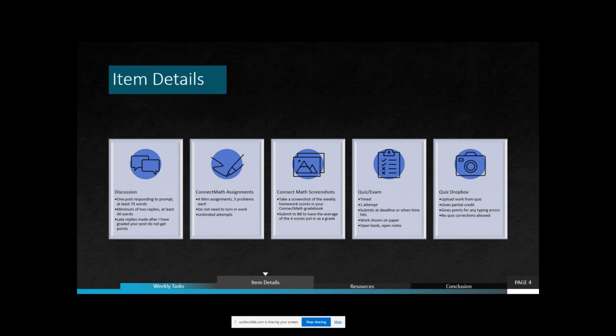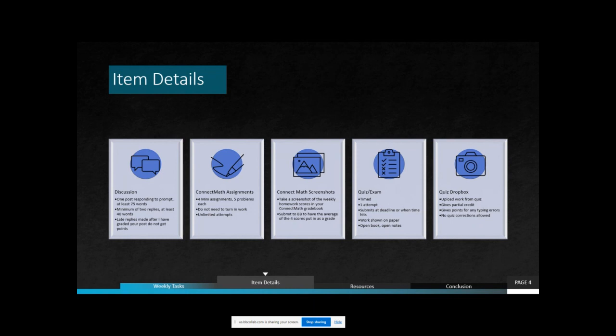Connect Math assignments, I already mentioned everything about that. I already talked about the screenshots. The quizzes and exams, those are timed. And as soon as that time ends, it will auto-submit on you. And if you're doing it close to the due date, it will auto-submit as soon as it hits the due date. So you want to be aware of that. You don't want to start it like 5 minutes before it's due, because it will submit after those 5 minutes and you don't get your full time.